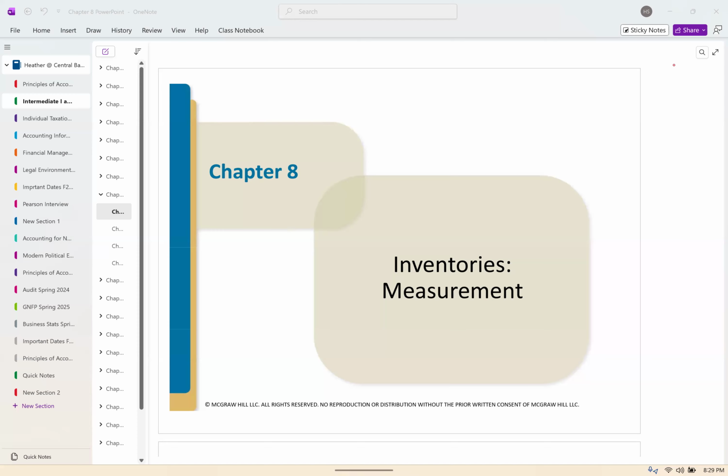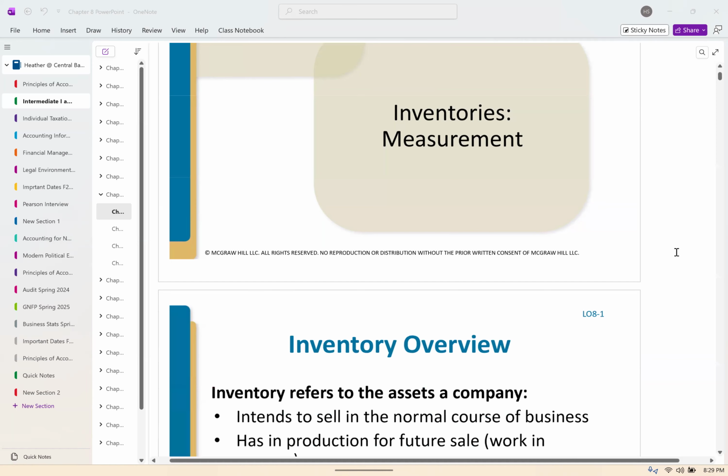All right, we are on chapter 8 and we're covering inventories. We'll actually cover inventories for this chapter and the next chapter. Okay, so let's get started.